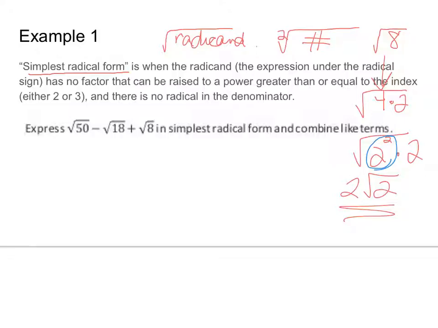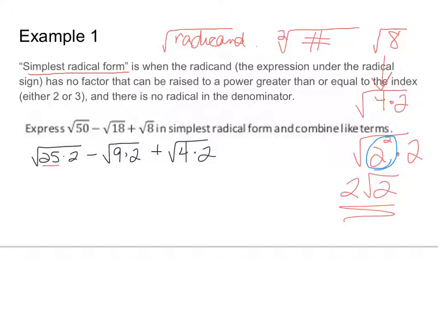So let's practice that a little bit more with the example 1 problem that we have. Express the square root of 50 minus the square root of 18 plus the square root of 8 in simplest radical form and combine like terms. What I always try to do here is find perfect squares that are factors of these numbers. 50 I know is 25 times 2. 18 is 9 times 2. And 8 is 4 times 2.